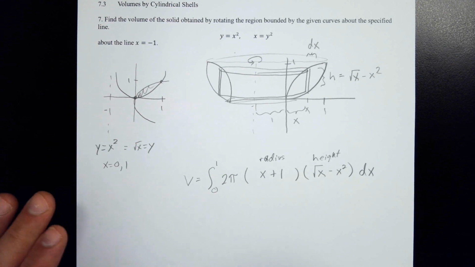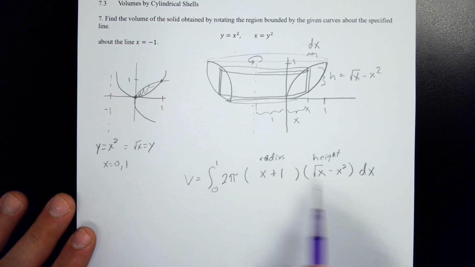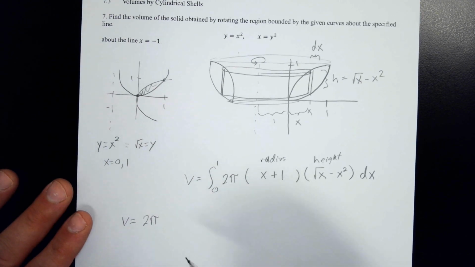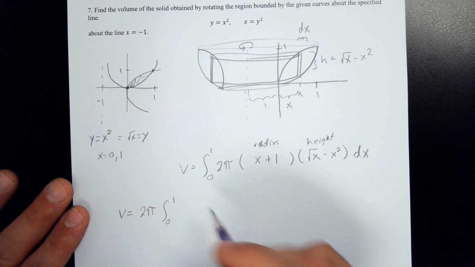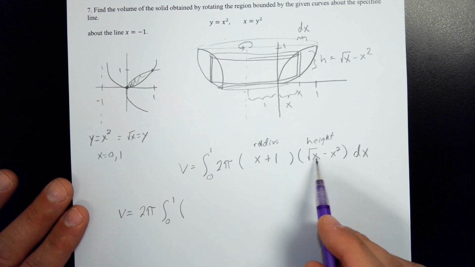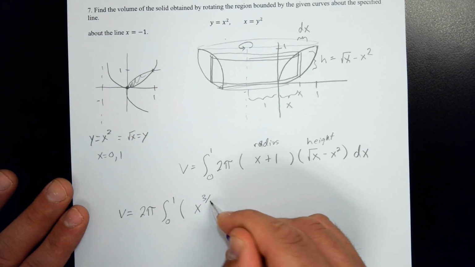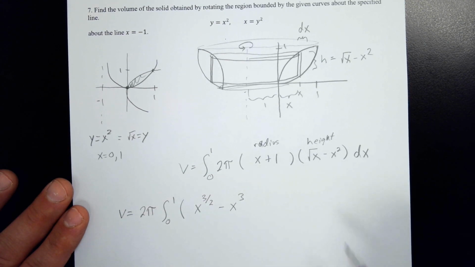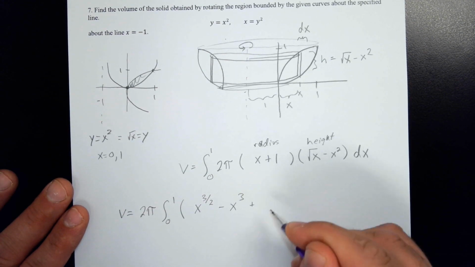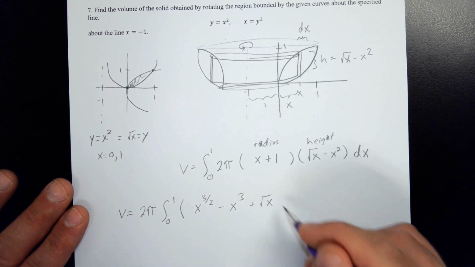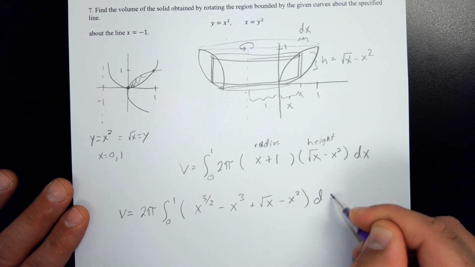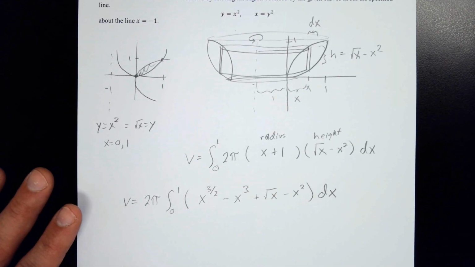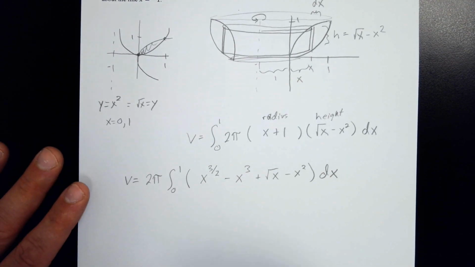Now let's do the rest of this problem. So I'm just going to multiply this out and integrate. So the volume is, I'll take that 2 pi out, I'll leave the integral from 0 to 1, and let's see what I've got. X times the square root of x is x to the 3 halves. X times negative x squared is negative x cubed. 1 times the square root of x is the square root of x. And 1 times negative x squared is negative x squared. And that's what I'm going to be integrating with respect to dx. Okay, this is not a very challenging integral, so let's go ahead and plug this in.